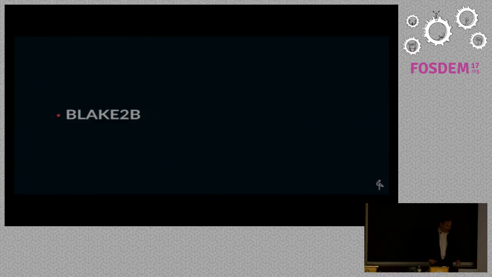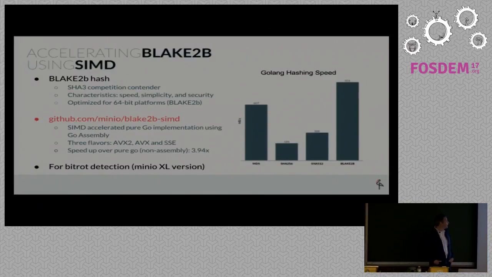Okay, so the first technique that we accelerated is a hashing technique called BLAKE2B. BLAKE2B is a hashing technique. There was a SHA-3 competition a few years ago, and it was one of the 5, I think, final contenders. In the end, it was not selected, but it is a nice hashing technique with the characteristics that it's really focused on speed, as well as a relatively simple algorithm to implement, while at the same time still offering top-of-the-bill security.